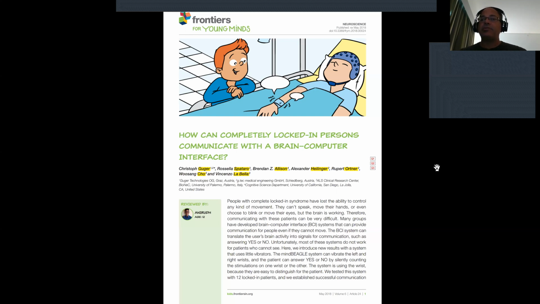And here's the task of the user. What you're asked to do is to silently count each vibration on either the left wrist or the right wrist. And just like the visual example I gave, you should get a P300 after stimuli that you choose to attend and not after stimuli that you choose to ignore. So if we ask someone to please count all the stimuli on the left wrist only, and you then see that every time you illuminate the left wrist, you get something called a P300, well, then that suggests that the person was able to follow that instruction.